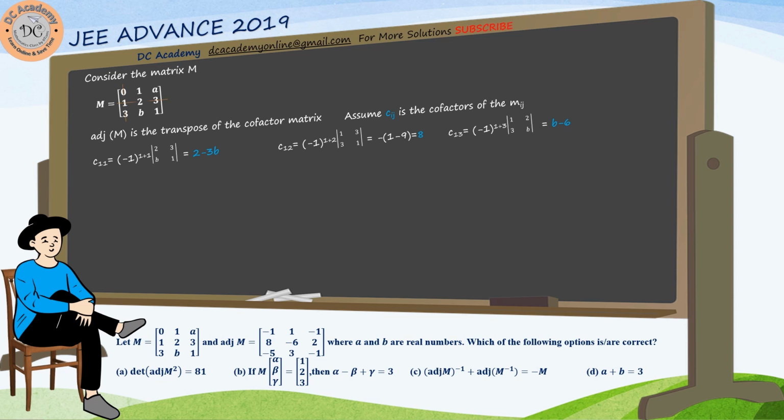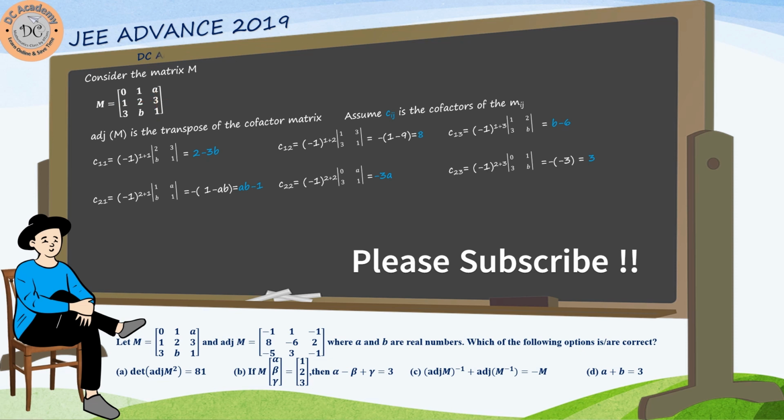Now let's go ahead and calculate C21. So the second row, first column, we eliminate it. We get 1, a, b, 1. If we calculate, we get ab minus 1. If we proceed in a similar way by eliminating the ith row and the ith column and so on, we'll be able to obtain all the entries of the cofactor matrix.